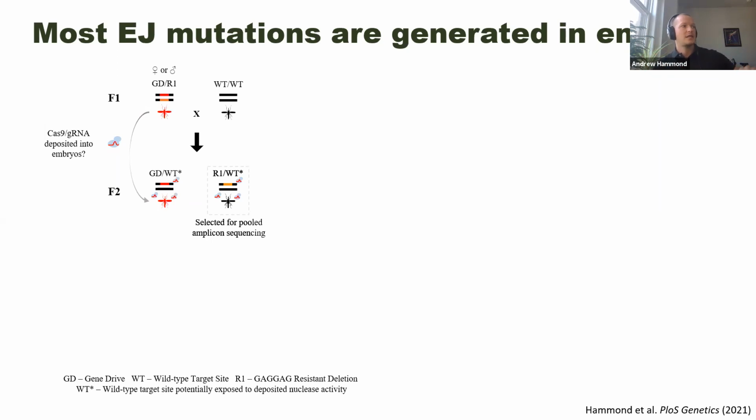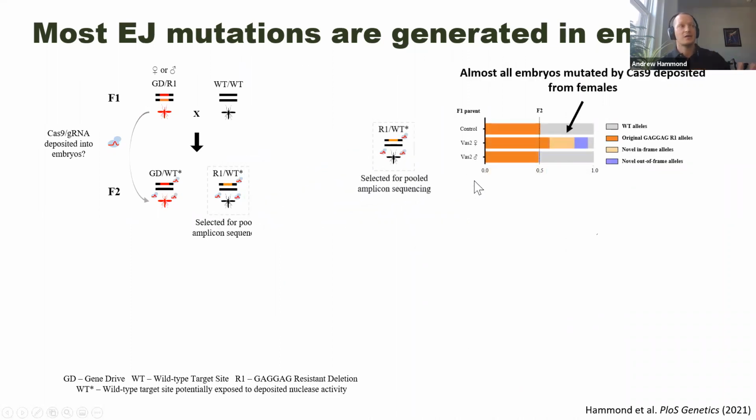And so when we sequenced these individuals that do not contain the gene drive, but their parent did, we found that actually they carried tons of mutations. And this was only happening when the parent was a female. So the females are packaging their eggs full of Cas9 and guide RNA, but the males are not packaging their sperm with Cas9 and guide RNA. And this rate of mutation was happening at such a high frequency that this could explain pretty much all of the resistance we found in our experiments.